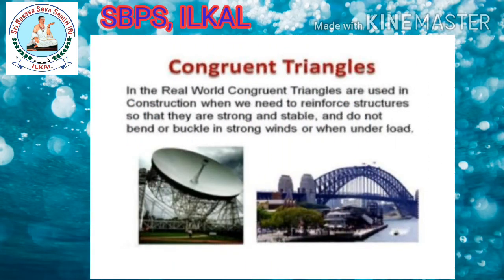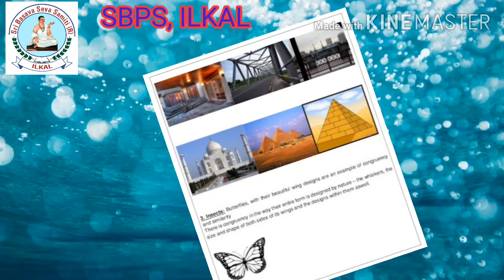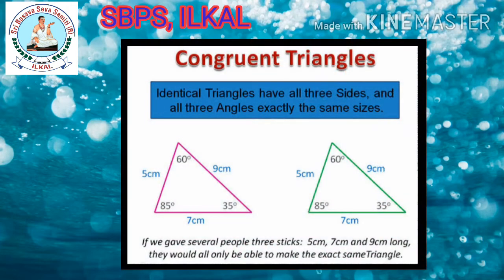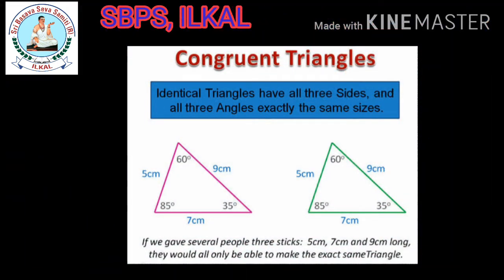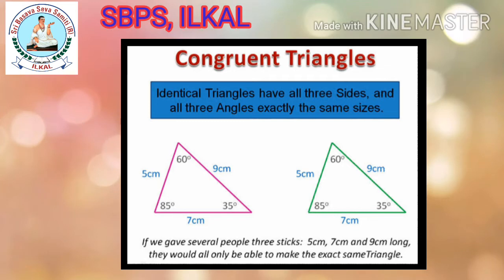Congruent triangles. In the real world, congruent triangles are used in construction when we need to reinforce structures so that they are strong and stable and do not bend or buckle in strong winds or when under load. Here are some more examples for congruent objects. Until now, you observed many congruent objects, children. Now you are going to learn about congruent triangles.